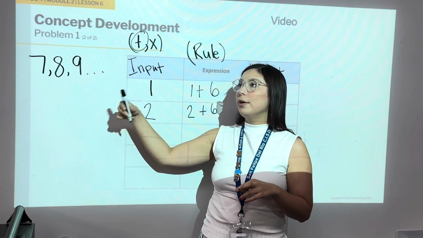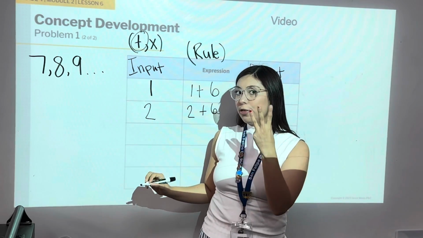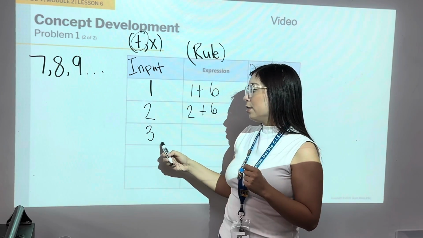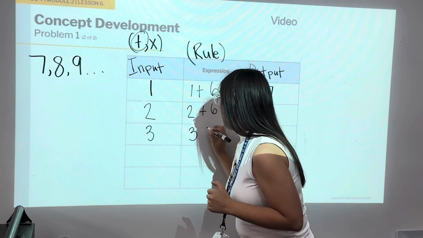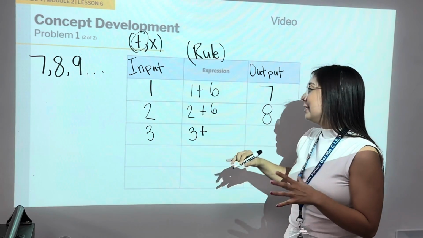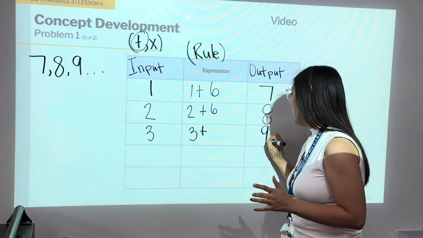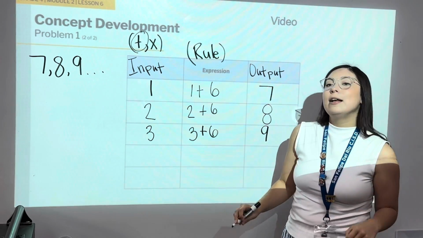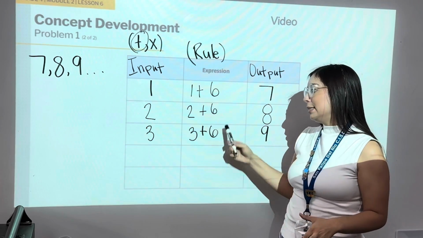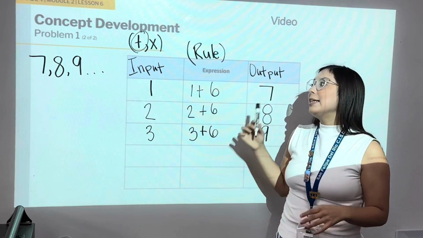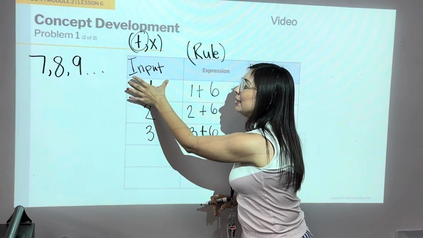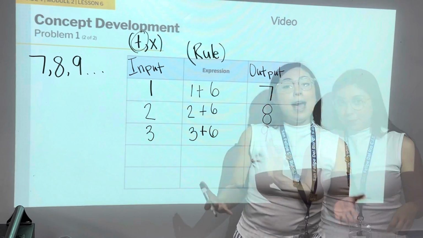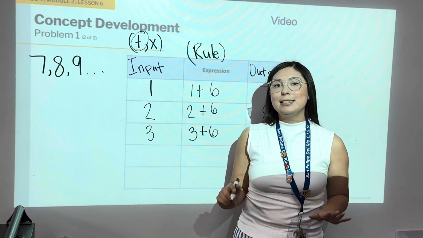Moving on to number 9, which is the third number in my sequence. Third number, 3 plus something is going to give me 9, which is what? 6. All right? 1 plus 6, 2 plus 6, 3 plus 6. That is my rule. My input plus 6 will give me my output. Now it's up to you to complete the rest of your chart.